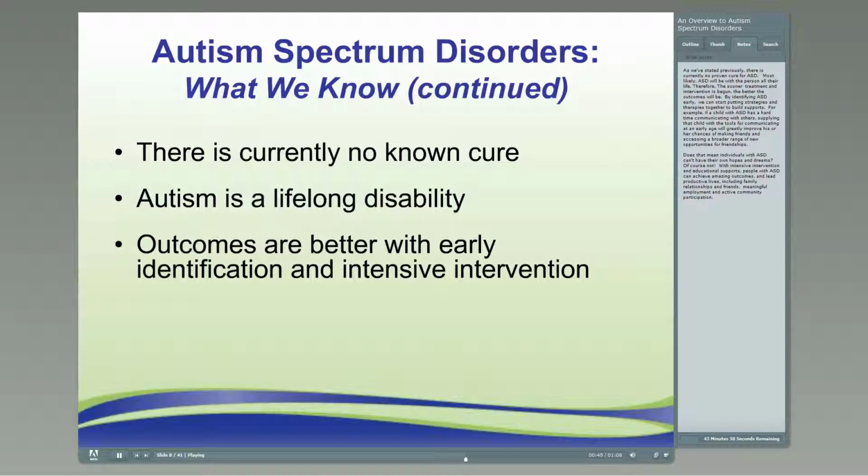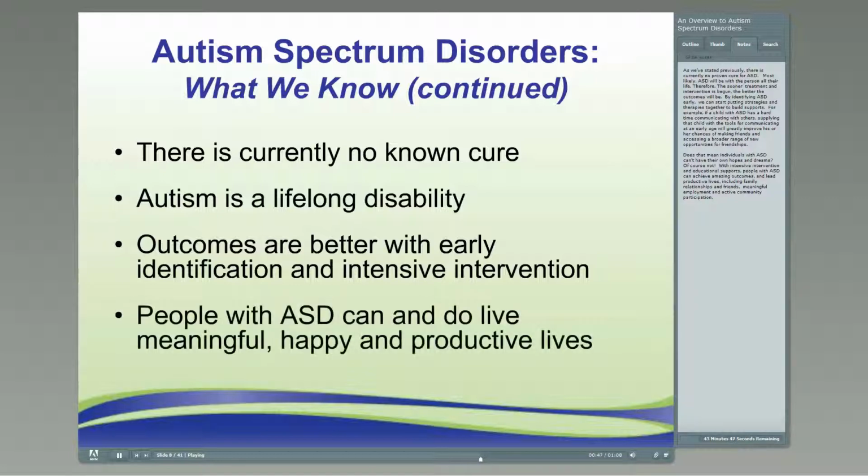Does this mean individuals with autism spectrum disorders can't have their own hopes and dreams? Of course not. With intensive intervention and educational supports, people with ASD can achieve amazing outcomes and lead productive lives, including family relationships and friends, meaningful employment, and active community participation.